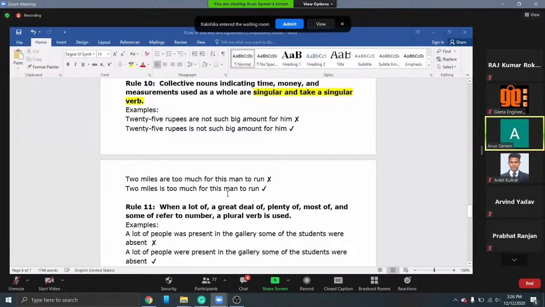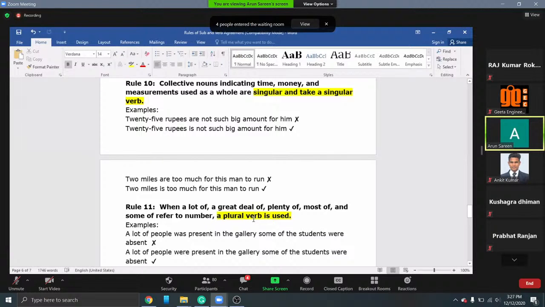When a lot of, a great deal of, a plenty of, most of, and some of refer to number, a plural verb is used. In plain and simple words, in your sentence, whenever there are words like a lot of, a great deal of, plenty of, most of, some of, then the action verb is supposed to be plural. This is what the writer is trying to tell us. With this, we will use a plural verb. That means we will use are or we will use have.